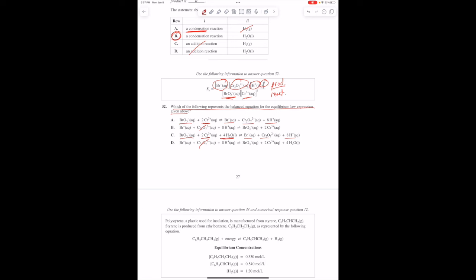We only include water in the equilibrium expression. You only include liquids if there's two or more liquids, right? So I only see aqueouses, so I can't include water. So there's my equation, and then when I go and I write this, I ignore the water. So that has to be the answer. 32 is C.